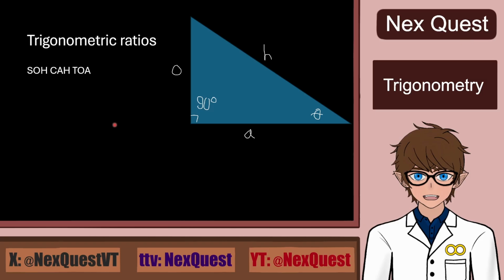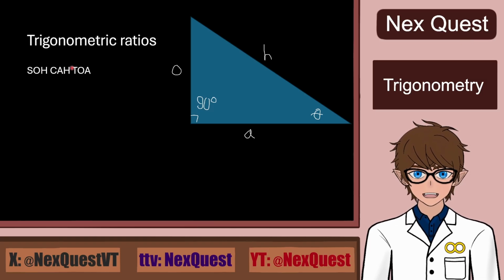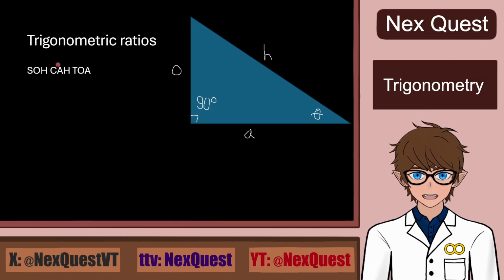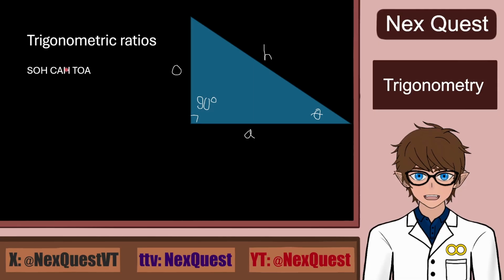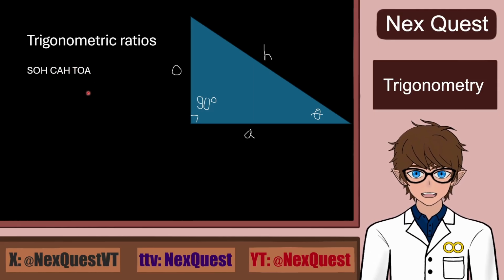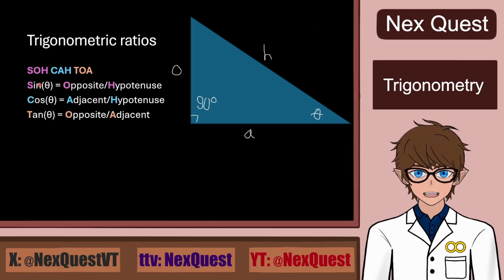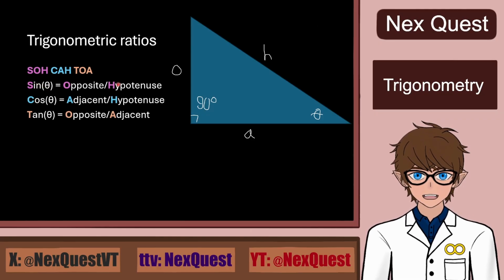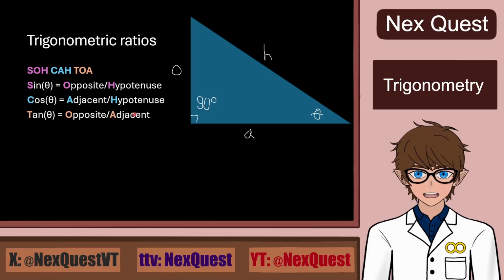But yes, the mnemonic device is SOH CAH TOA, or SOH CAH TOA. You may be wondering what the hell this is. Well, it stands for sine opposite hypotenuse, cosine adjacent hypotenuse, tangent opposite adjacent.